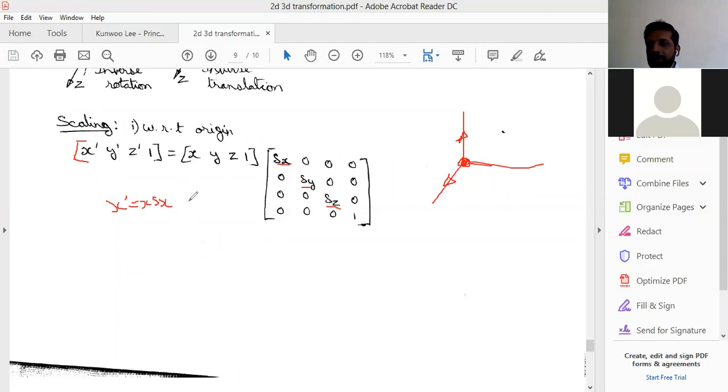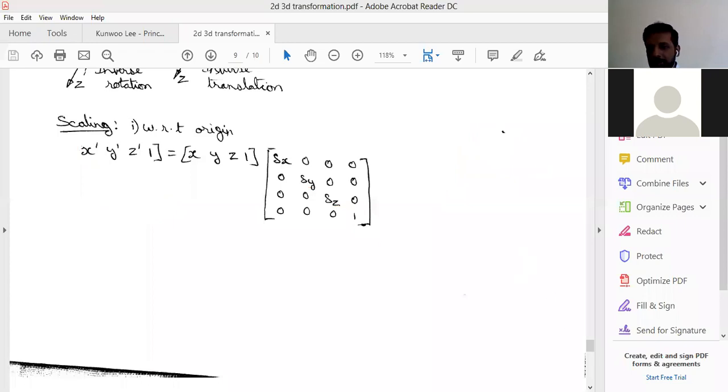As we have mentioned in the two-dimensional form, if sx, sy, and sz are all greater than 1, then the object is going to be magnified. It is going to become bigger in size. If the values of sx, sy, and sz are less than 1, the object is going to be diminished. It is going to be zoomed out. Okay, right? So this was what is done with respect to the origin.